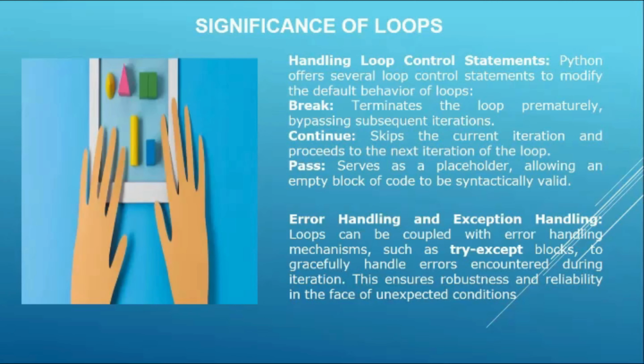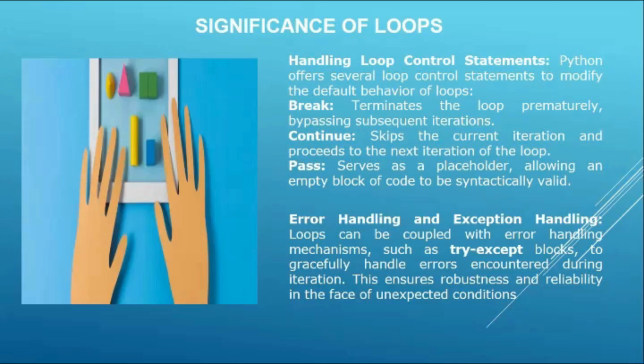The next statement coming into picture is the continue statement. The continue statement skips the current iteration and proceeds to the next iteration. So what happens? It will check the first block of code. If it finds that the current iteration is not going to meet the condition, it will continue to the next iteration. And based on the conditions, it will iterate a number of times. And once the condition is met, it will stop.